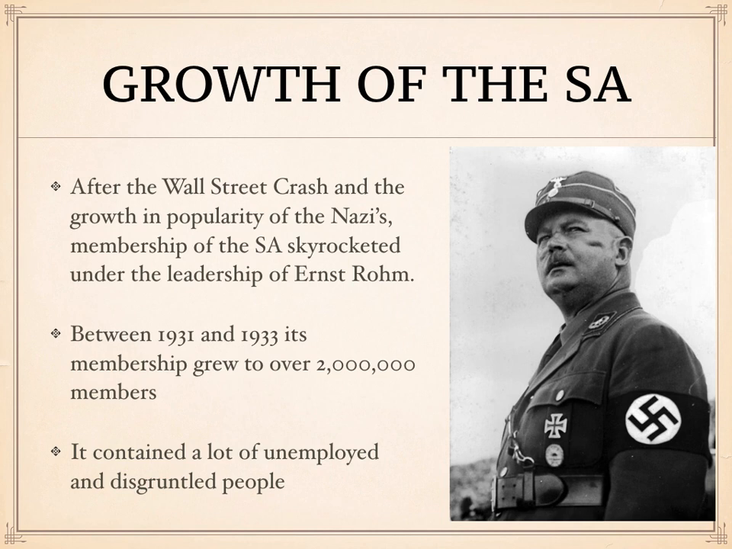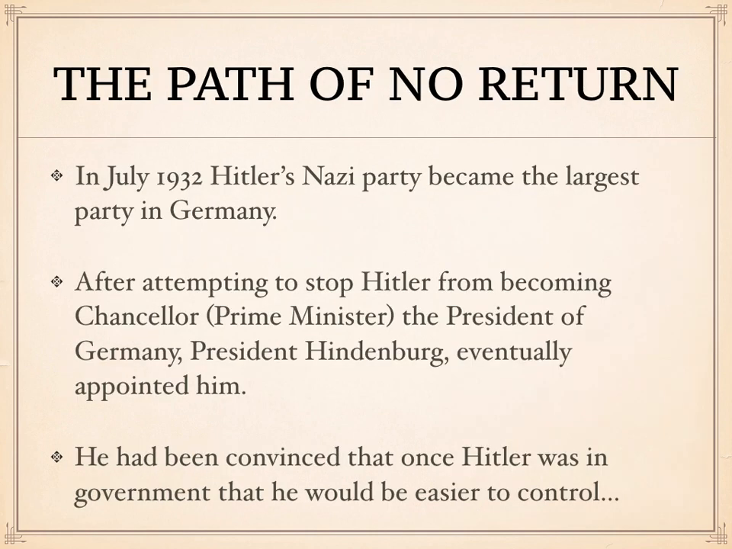They were disgruntled, they wanted change. The SA was offering this: we're going to make a change, we're going to tear up the Treaty of Versailles, we're going to deal with the communists, we're going to get everybody back working. And this is exactly what people wanted to hear. And no one could join the army at the time, because the army was limited to 100,000 men. So this private army of the SA grew to 2 million men. So in July of 1932, Hitler's Nazi party became the largest party in Germany.